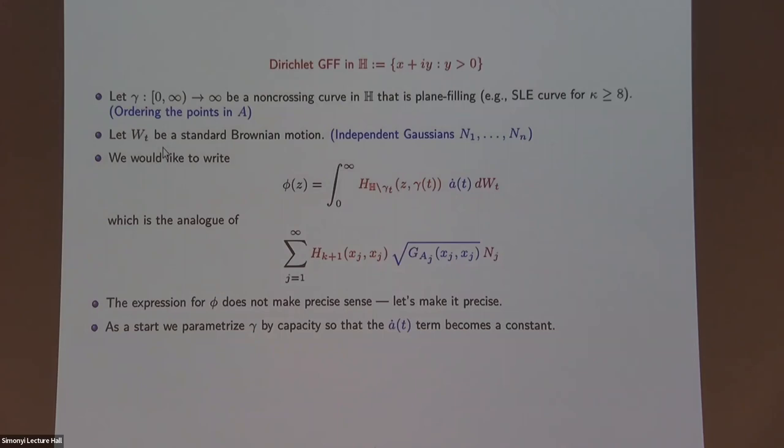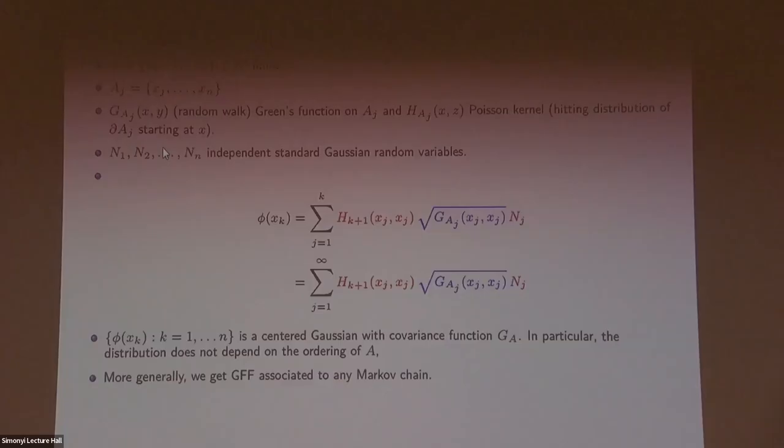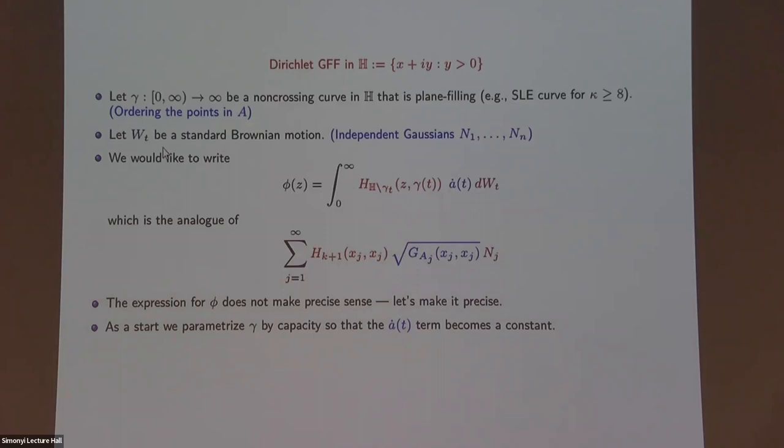What I want to do is say, what's the analog of this, which is elementary, if I want to do the Dirichlet GFF in the upper half plane, and we can actually take this as a definition of the Dirichlet GFF in the upper half plane. Let's start with a curve in H that's plane filling. You have to convince yourself that you can find a curve that's plane filling. I just said SLE curves for kappa bigger than 8 work, but you can just take any plane filling curve in the upper half plane, just take one. So taking a curve is the same as ordering the points in A in the discrete case. Take a standard Brownian motion that takes the place of the independent Gaussians.